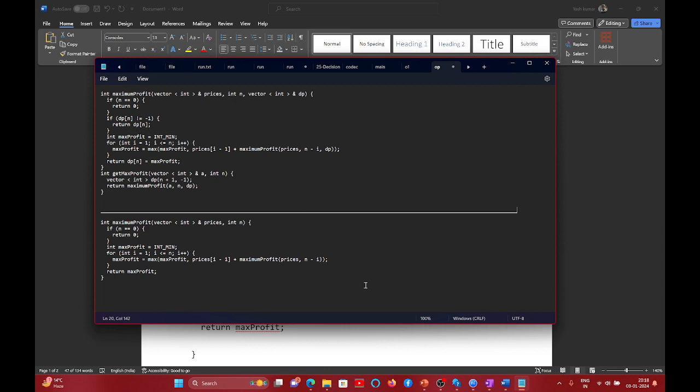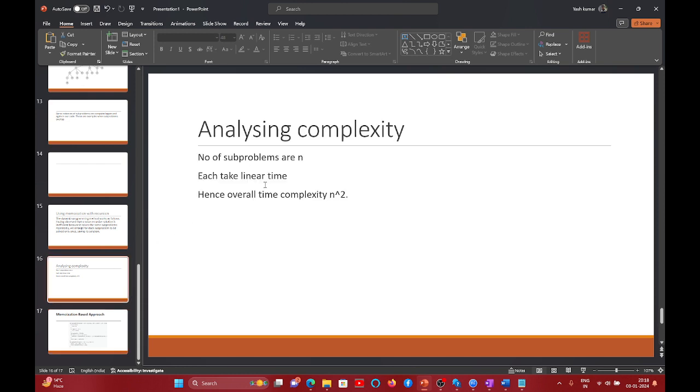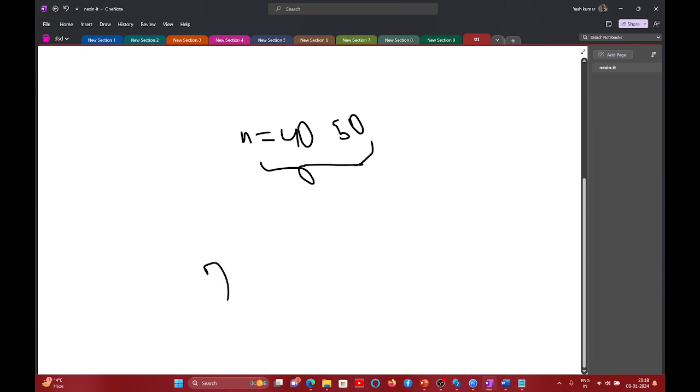So how does it modify our time complexity? We will see. There are n subproblems. For the rod of length n, we will have n equal to 1, n equal to 2, n equal to 3, n equal to 4, and so on. So there are only n subproblems, and each will take linear time because of a for loop. Hence, the overall time complexity will reduce to n square. So this is a very good jump, from 2 to the power n to n square.